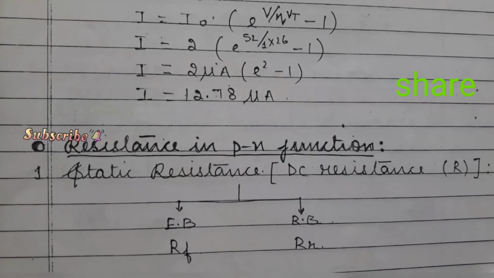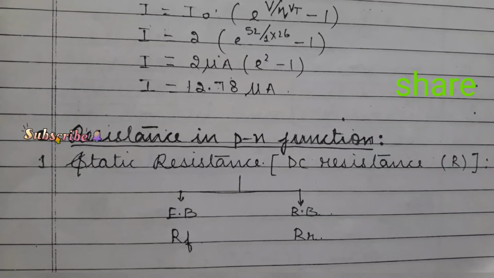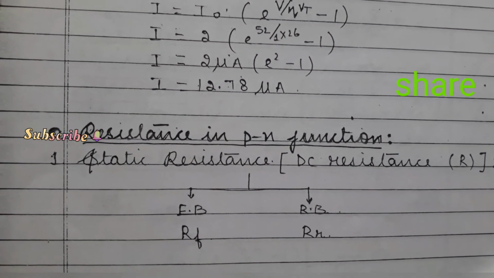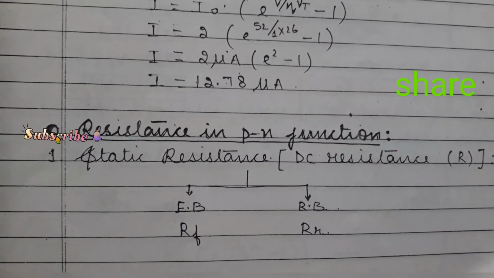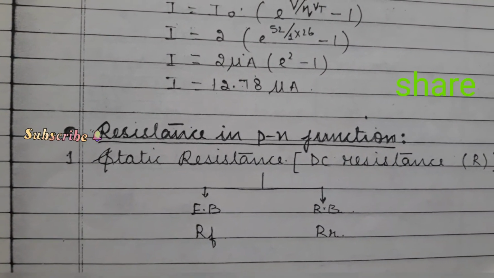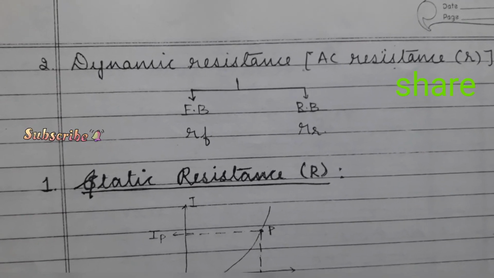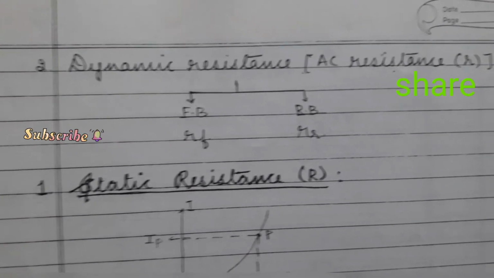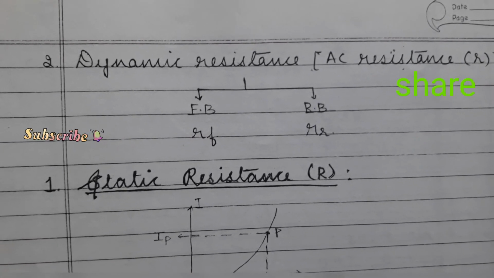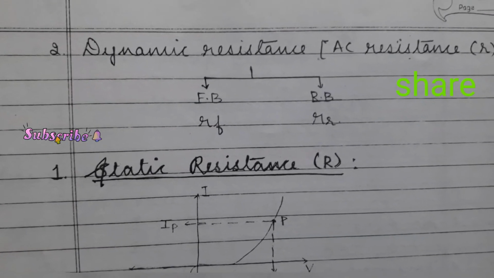Resistance in a PN junction: the first is static resistance, or DC resistance, for forward bias and reverse bias. For forward bias it is RF, and for reverse bias it is RR. The second is dynamic resistance, also known as AC resistance. We denote it by small r. This is also for forward bias. We will study forward bias and reverse bias conditions further.